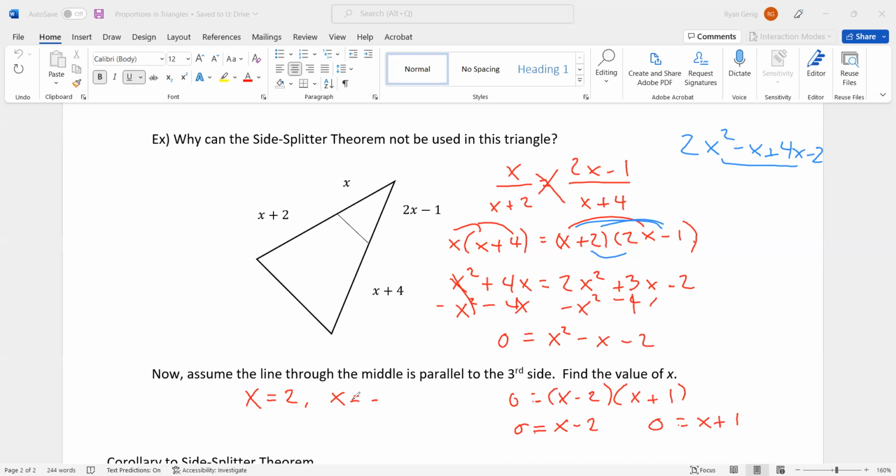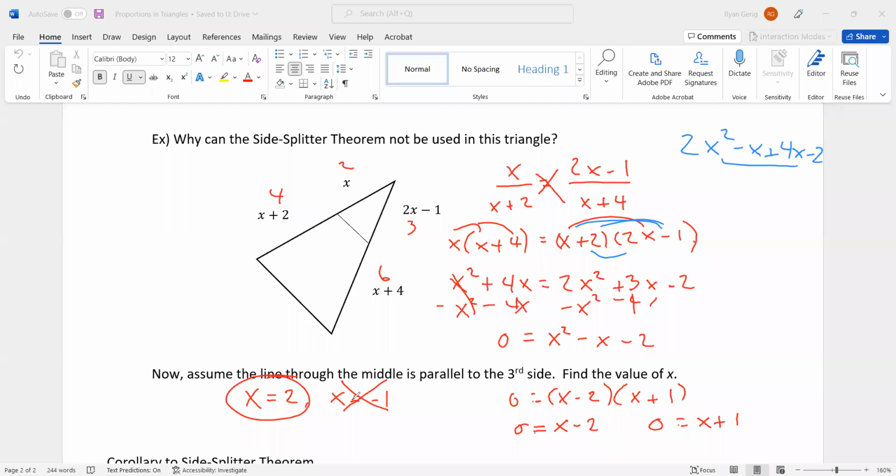Now, can I have x equal negative 1? We'll take negative 1 and plug it back in for x. Right away, you see that this side becomes a negative. That's bad. You can't have a negative side. So that can't be an answer. My only answer here is 2. Put it in just to make sure. There's 2. There's 4. 2 times 2 is 4 minus 1 is 3. 2 plus 4 is 6. 2 over 4 is a half. 3 over 6 is a half. It worked.